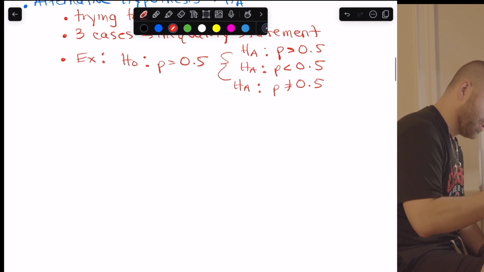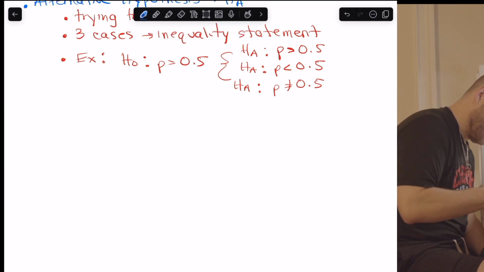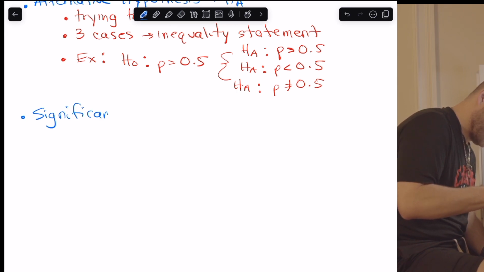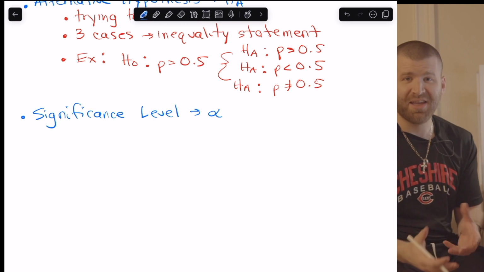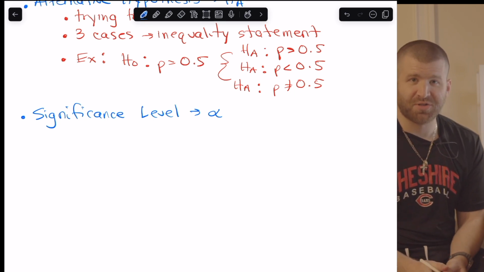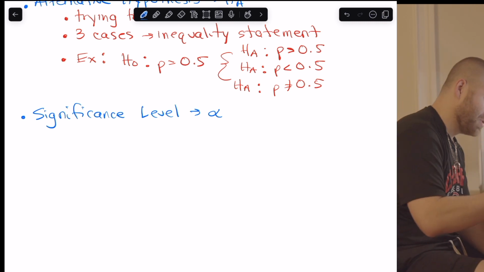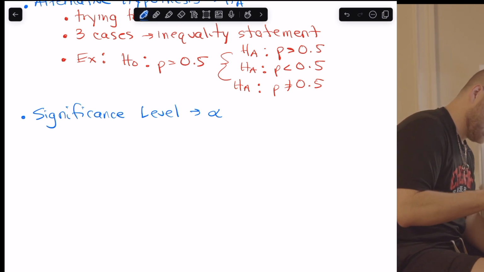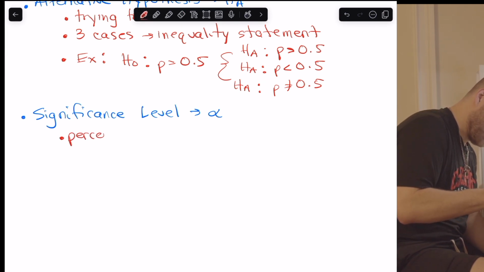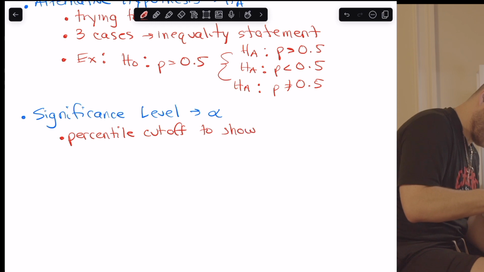Now, another vocabulary word that's going to be very, very important is called our significance level, which notation-wise, we use a lowercase alpha. You actually just saw this on your confidence interval test, and I had to explain to you a little bit about what that meant. So here, hopefully it will start to make some more sense. Really what this is, we switch to the eraser, is a percentile cutoff to show evidence.